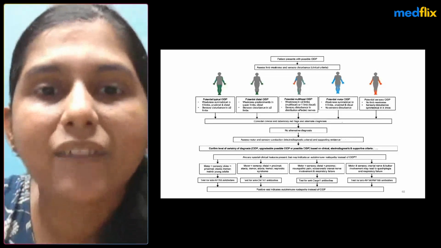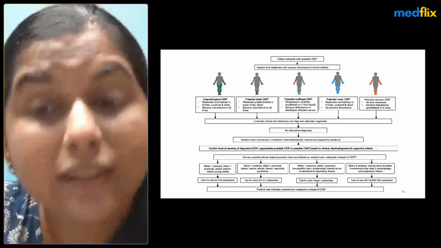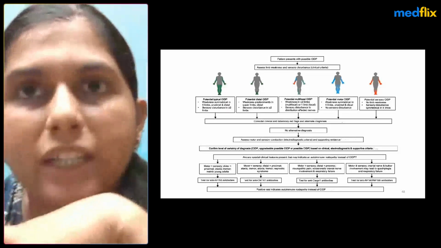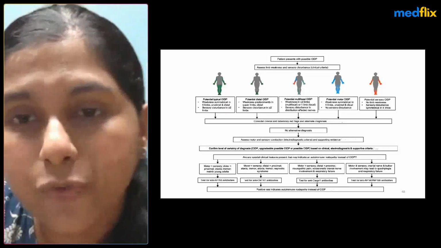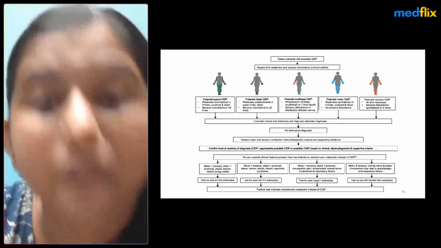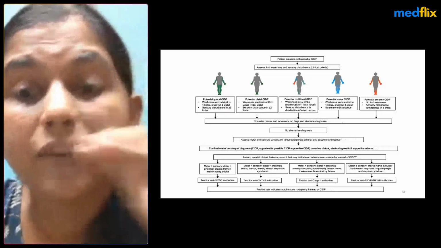So we have typical CIDP, distal predominant CIDP, multifocal CIDP or the MADSAM variant, and pure motor or pure sensory CIDP. In each of them we have to do the usual workup. We have to make sure that there is no alternative diagnosis, we have to go ahead with the nerve conductions, and we have to go ahead with the confirmatory test as well.